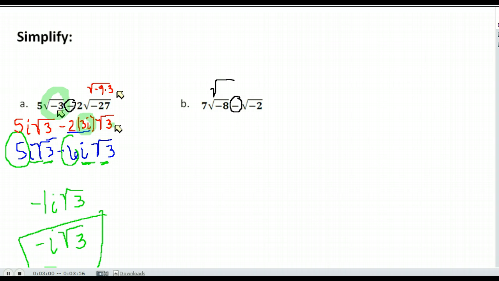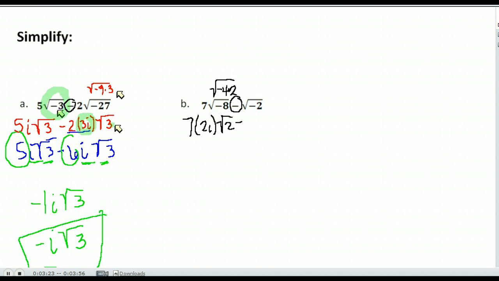This root here, the square root of negative 8. 8 is not a perfect square. However, we can write 8 as 4 times 2. So negative 8 could be negative 4 times 2. And 4 does have a square root. The square root of negative 4 is 2i. And then the root 2, this 2 has to stay in.